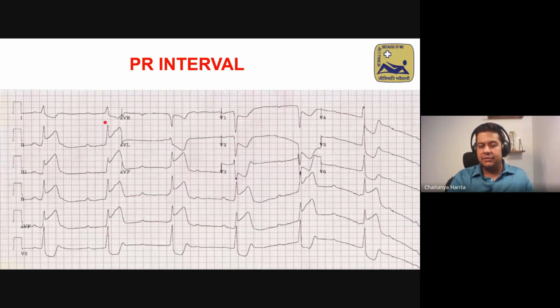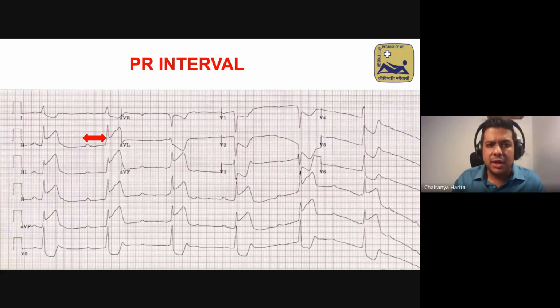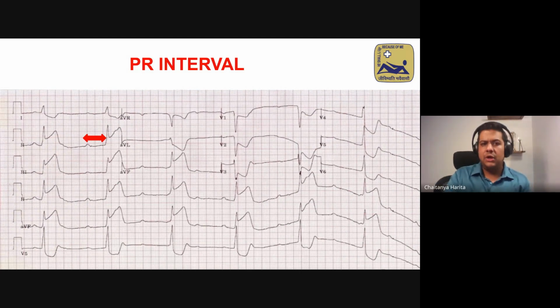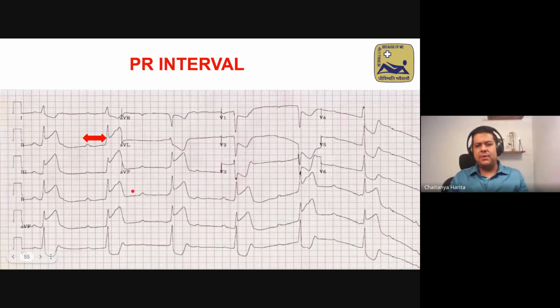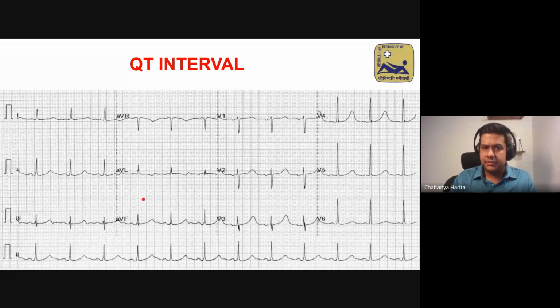This is the PR interval. Look at the PR interval. This is at least about 12 boxes. This is along with ST elevation in 2, 3, aVF. This is an inferior wall MI. Commonly, inferior wall MI have complete heart block or AV blocks which present.